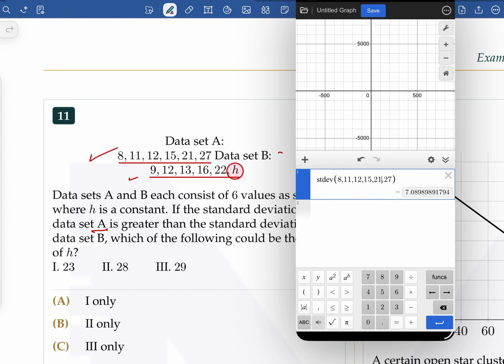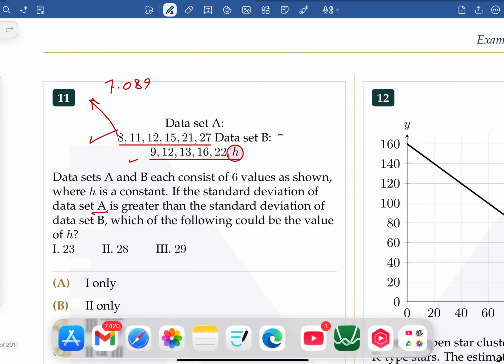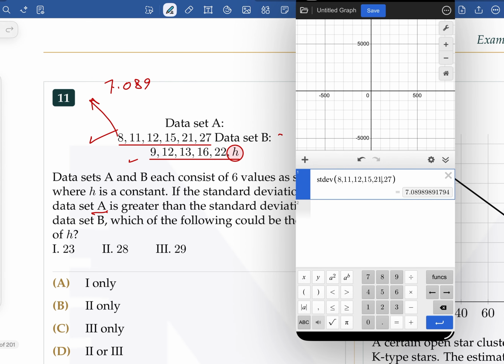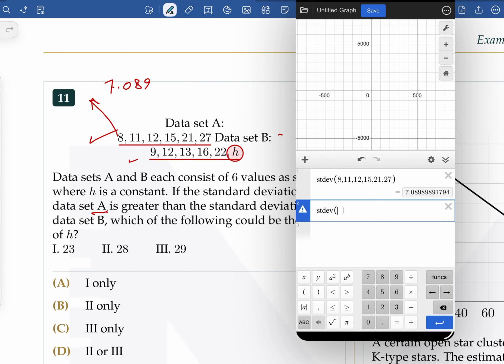Now the answer is 7.089. The standard deviation of this one is 7.089. Okay, let's check the standard deviation of the other one, and you just keep the first one as it is. For the standard deviation, just write STDEV and open the parentheses and write the numbers in the other list.